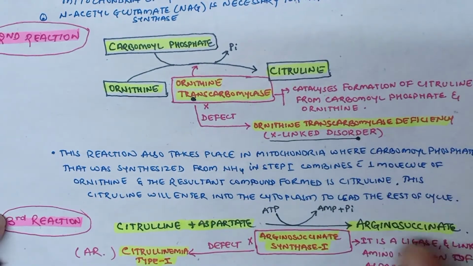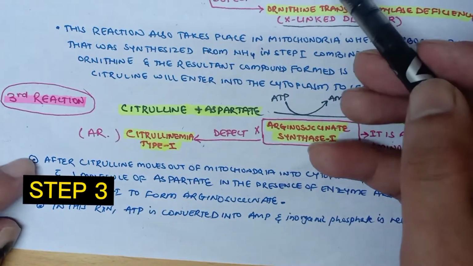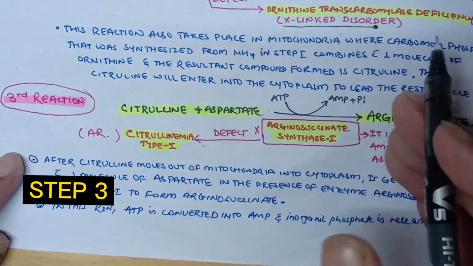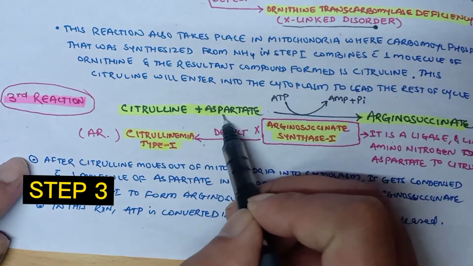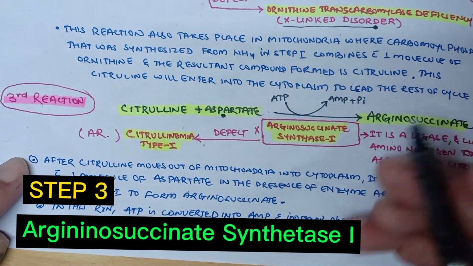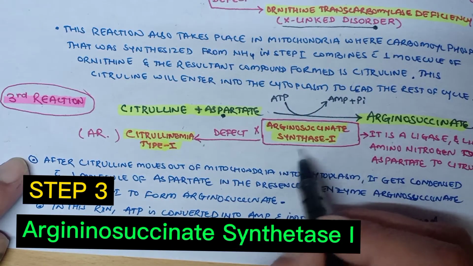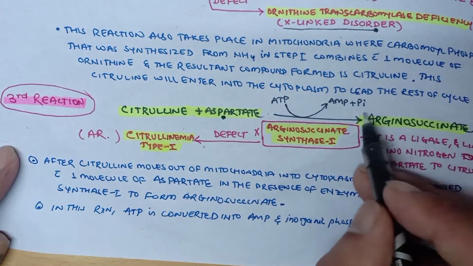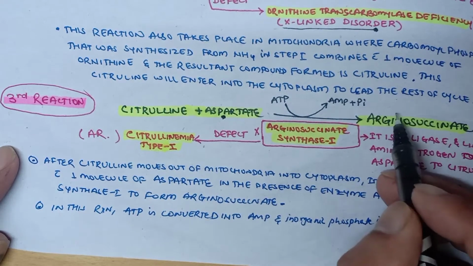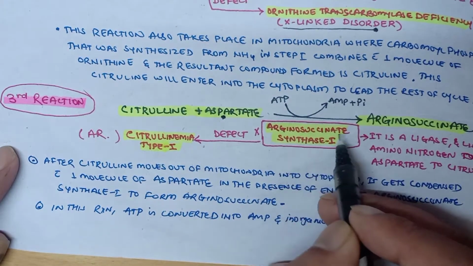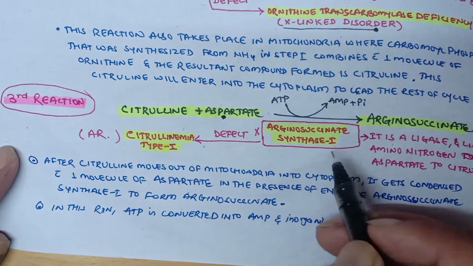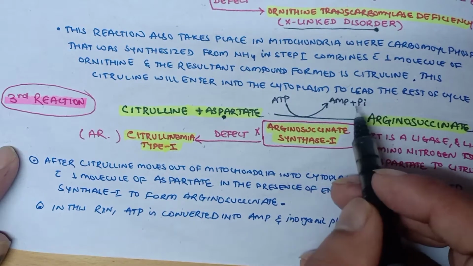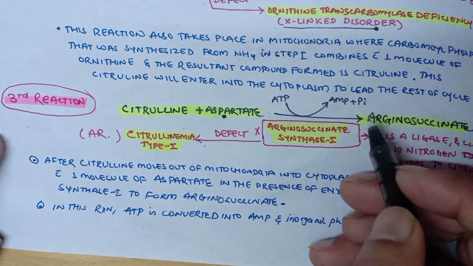Now coming to the third step of urea cycle. After citrulline moves out of mitochondria into the cytoplasm, it gets condensed with one molecule of aspartate in the presence of the enzyme argininosuccinate synthetase type 1 to form argininosuccinate. Because it is synthesizing argininosuccinate, the enzyme is argininosuccinate synthetase type 1. And during the reaction, ATP is converted into AMP and there will be release of inorganic phosphate.